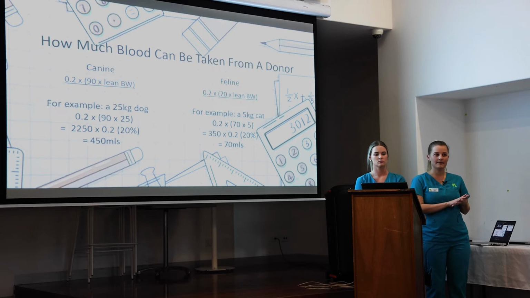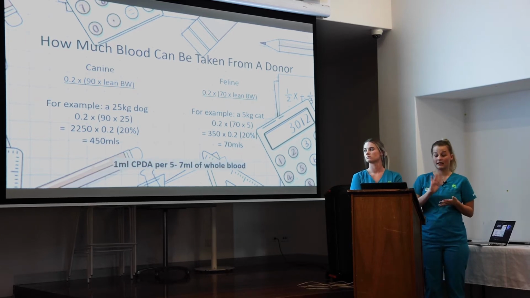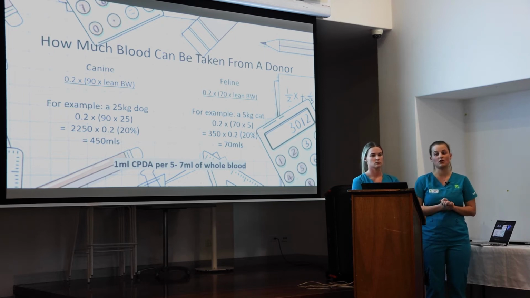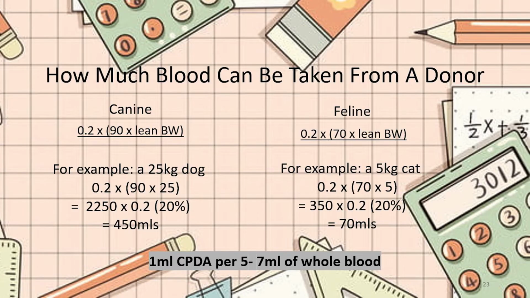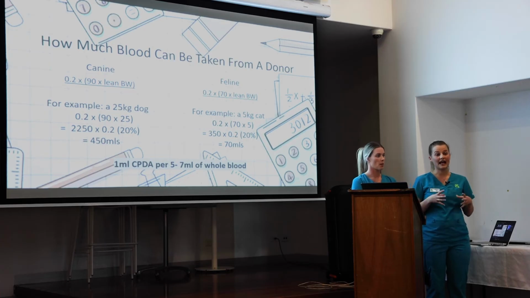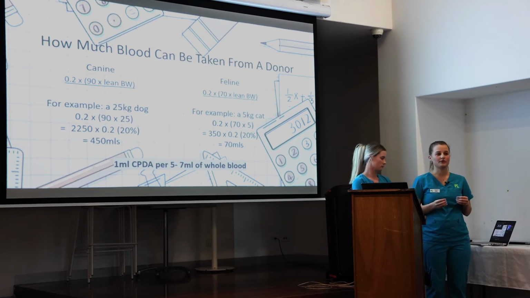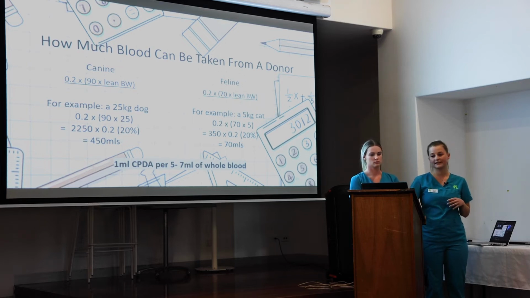So using that CPDA calculation that I mentioned in a few slides before, it's 1 ml of CPDA to 5 to 7 ml of whole blood. So we know that we're going to require 10 to 14 ml of CPDA for the 5 kilo cat in the example. We can get this by aseptically pouring CPDA from our canine blood donor bags into multiple 10 to 20 ml syringes, making sure that you evenly distribute that CPDA depending on how much blood you intend on extracting into that particular syringe to make sure your ratio is correct.